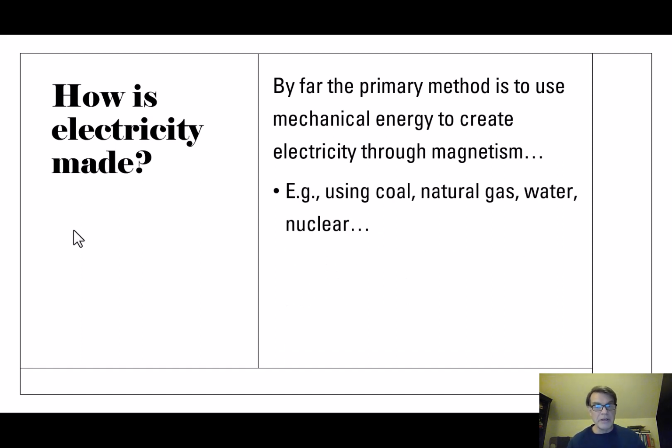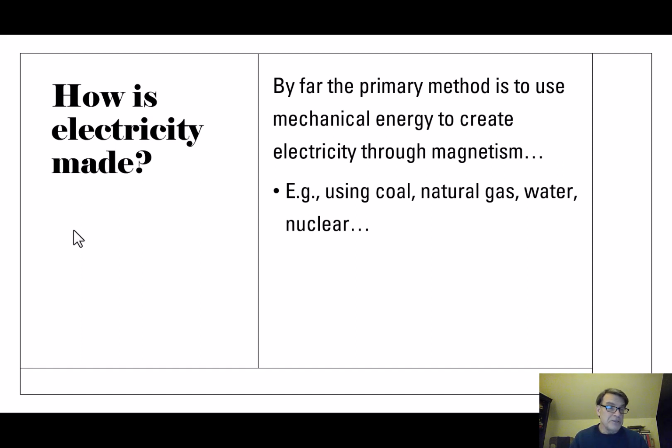Well, basically, we can burn coal, we can burn natural gas, we can create heat by nuclear reactions, and this heat can be used to create circular motion, and that circular motion can be used to generate electricity. We can also do it with water, like at a hydroelectric dam, where maybe you have water that turns a wheel that again generates a magnetic field that generates electricity.